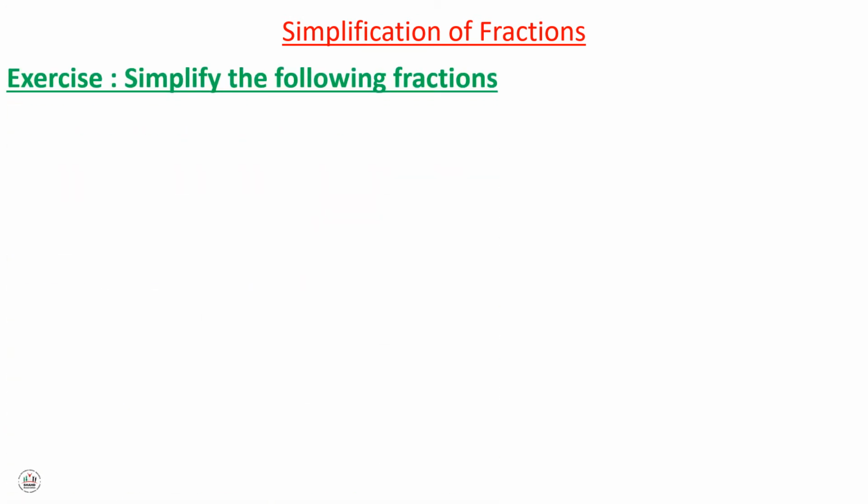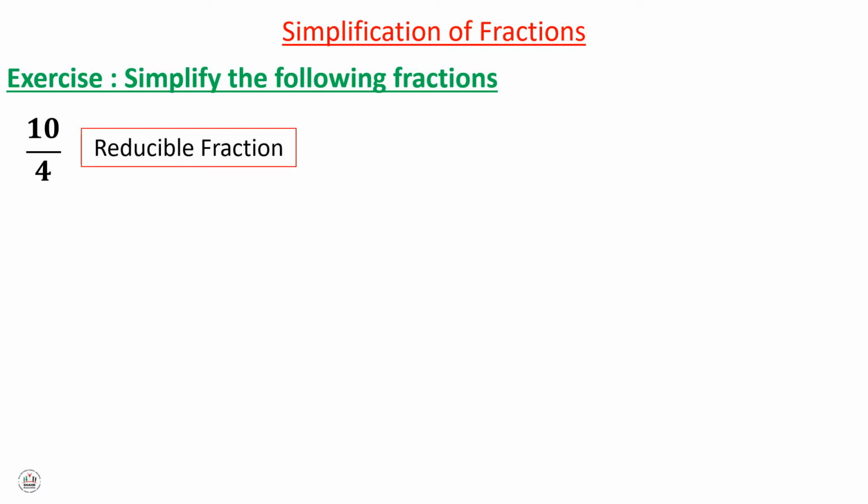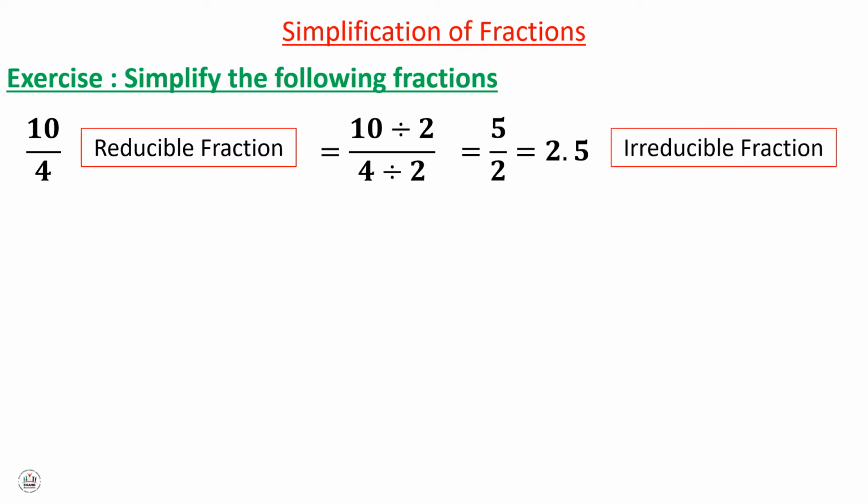Simplification of fractions. Let's solve this exercise. Simplify the following fractions. 10 over 4. First, we should think if this fraction is an irreducible or a reducible fraction. Since the numerator and the denominator have a common divisor, which is 2, we can reduce this fraction. 10 divided by 2 equals 5, and 4 divided by 2 equals 2. 5 over 2 equals 2.5. Now 5 over 2 is an irreducible fraction.